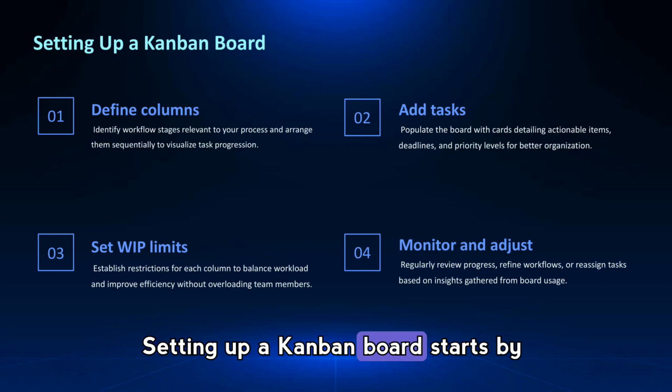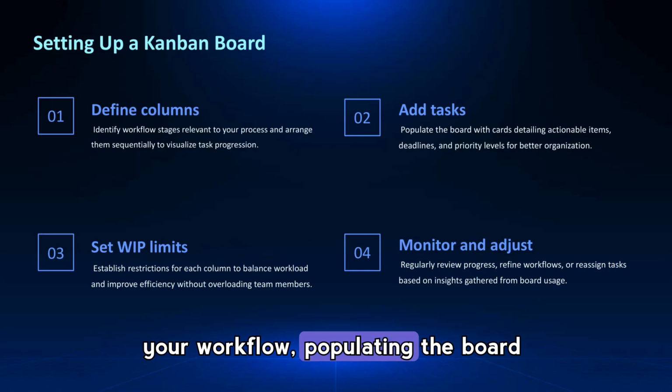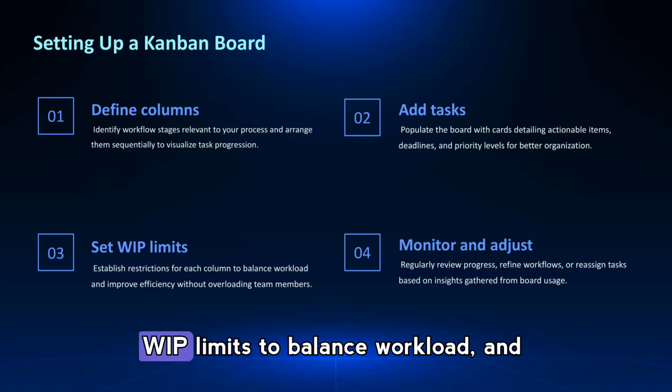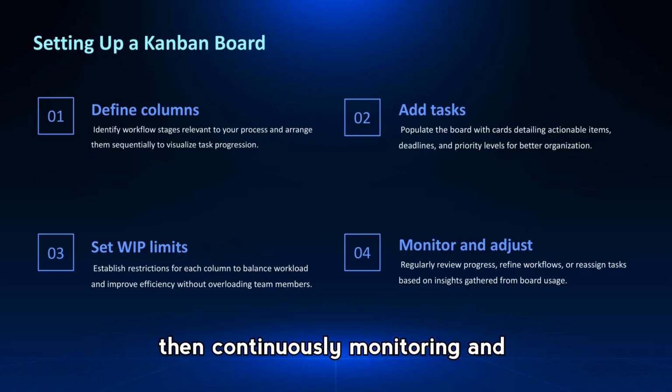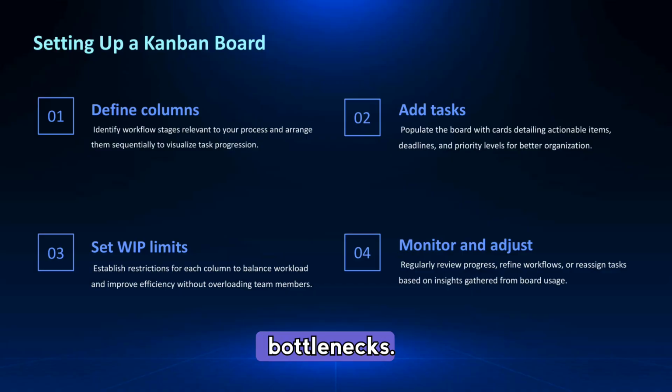Setting up a Kanban board starts by defining the columns that match your workflow, populating the board with clear, actionable cards, setting work-in-progress limits to balance workload, and then continuously monitoring and adjusting the process based on what the board reveals about flow and bottlenecks.